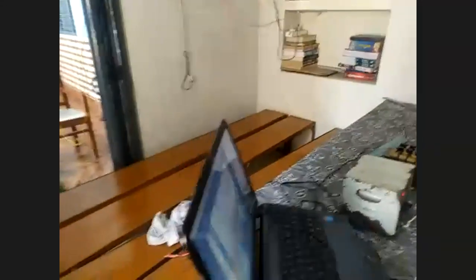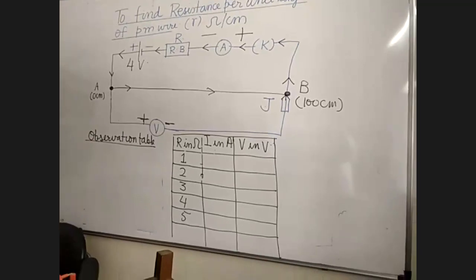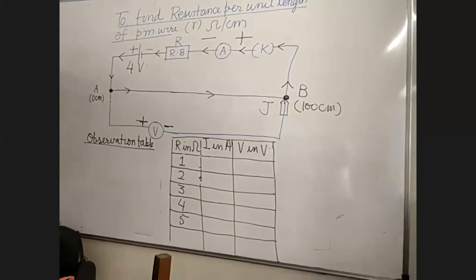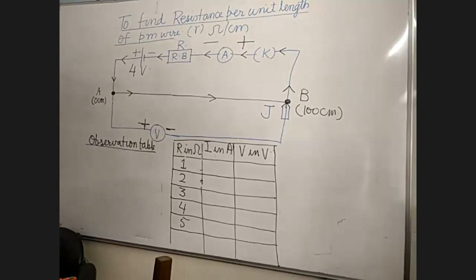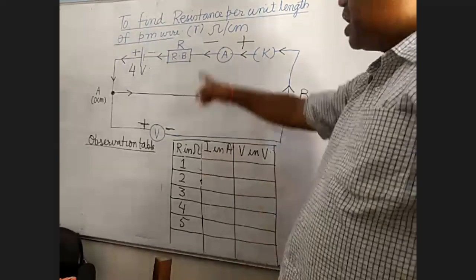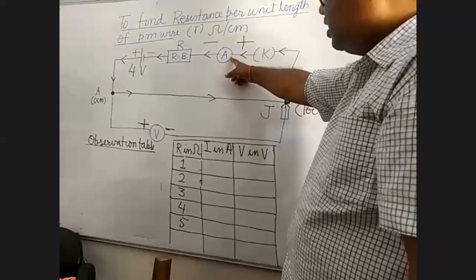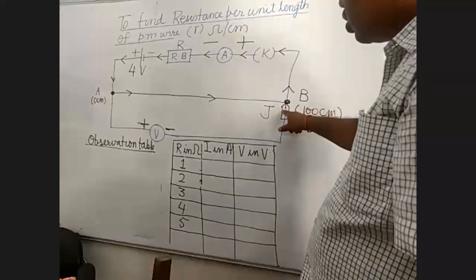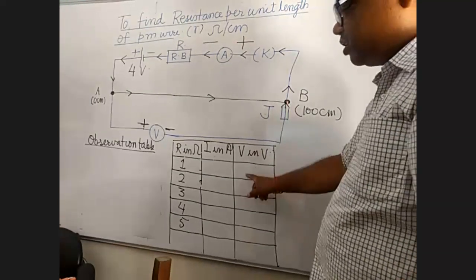And then how will you take the observation? You can see. Now see here. Now after this, what will you do? In the resistance box, you introduce 1 ohm. Record the ammeter reading and then touch the jockey at the 100 centimeter mark at B. Record the voltmeter reading.